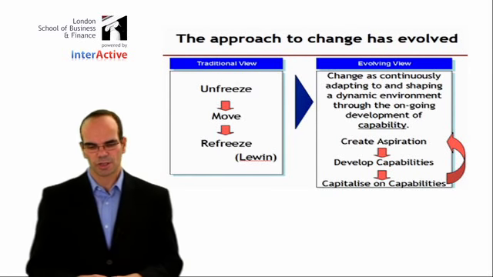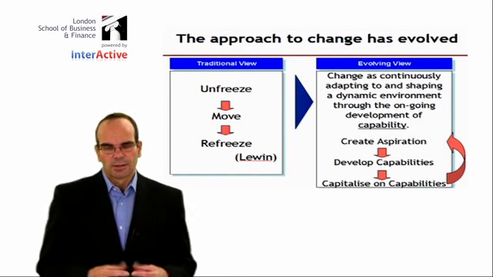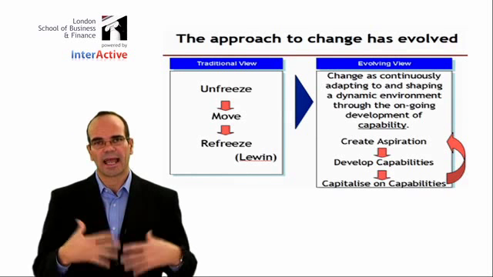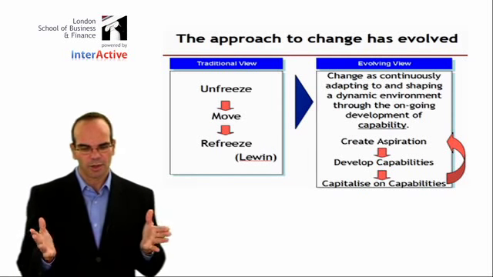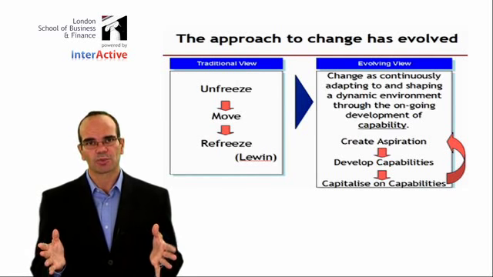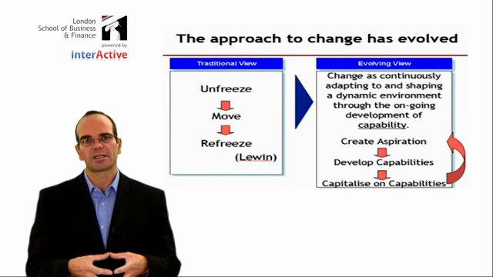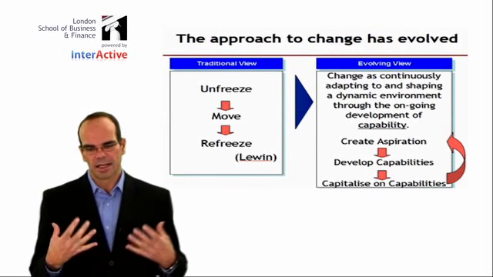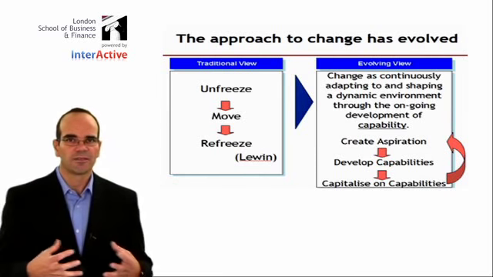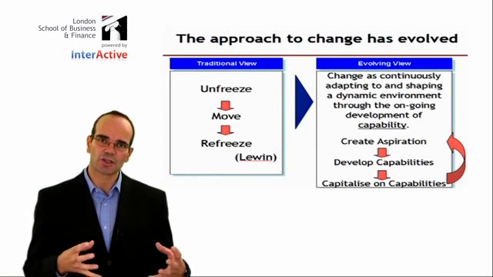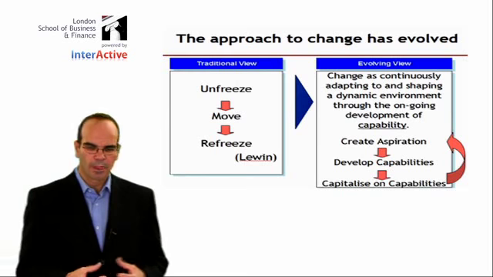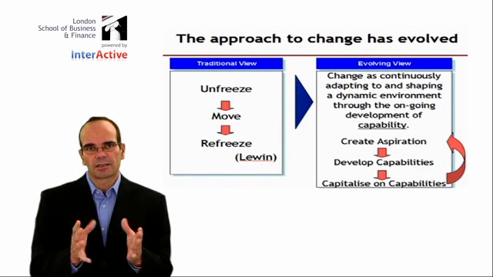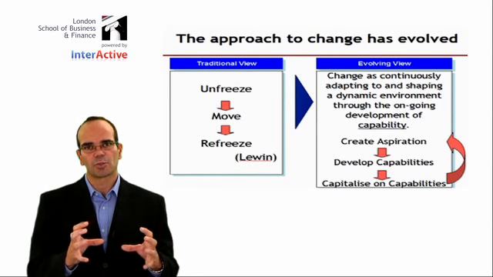Now, the traditional view to change held by Lewin was that the organisation was fixed, and in order to change it, it had to be unfixed. So the first stage in the traditional change management process was that the company needed to be unfrozen. This then allowed for change to take place, for there to be some kind of movement or transition from the current position. And then once the change had been implemented, the organisation was crystallised again. It was refrozen and fixed in the new position.